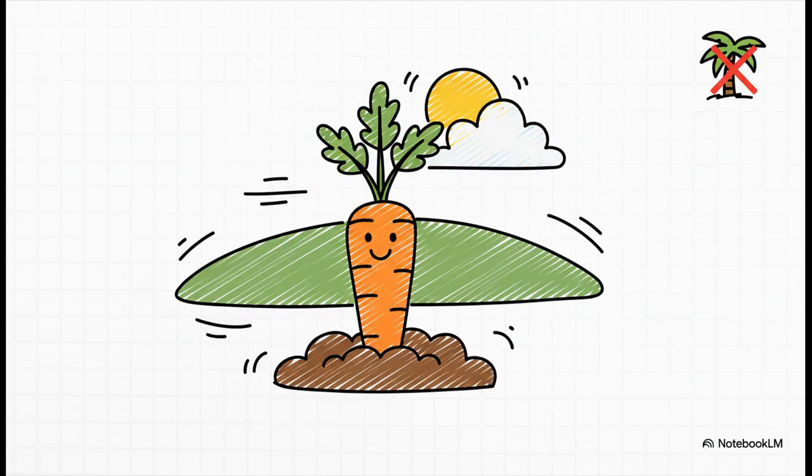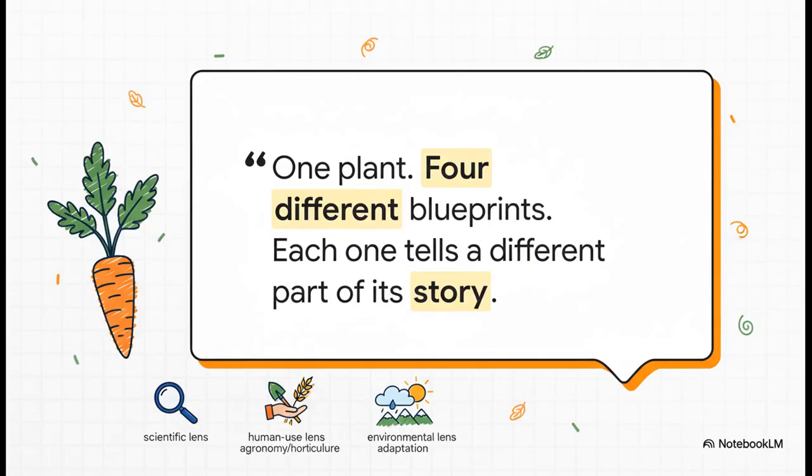And last but not least, our environmental blueprint. Carrots love cooler weather. You're not going to find them growing wild in the tropics. So, based on its climate preference, it's classified as a temperate crop. So just look at that. One plant, the humble carrot, and we've got 4 completely different but equally true labels for it. Biennial, vegetable, root crop, and temperate crop. Each blueprint doesn't cancel the others out. It just tells a different part of the carrot story.